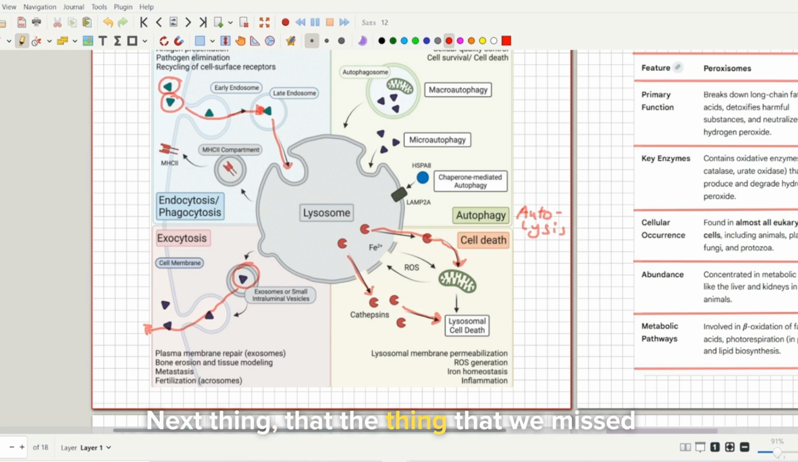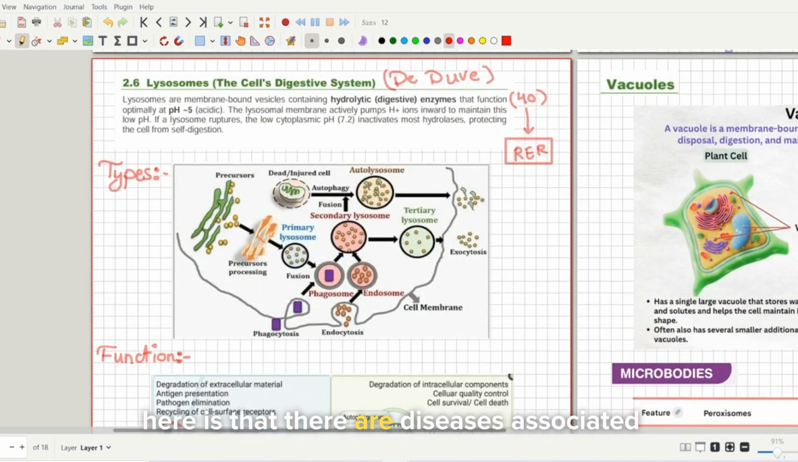The next thing that we missed here is that there are diseases associated with lysosome. Maybe 20 such diseases are present that are caused by lysosome, and these are called lysosomal storage diseases. They are produced by mutation. For example, if you have fewer lysosomes, glycogen is not broken down. What will happen? Glycogen will start filling up in your body, the glycogen level will spike, and you will have a lot of glycogen in your body. Then it will cause glycogenesis type 2.